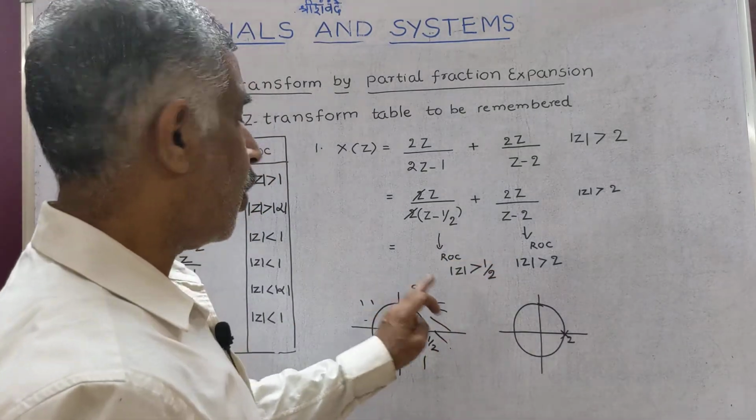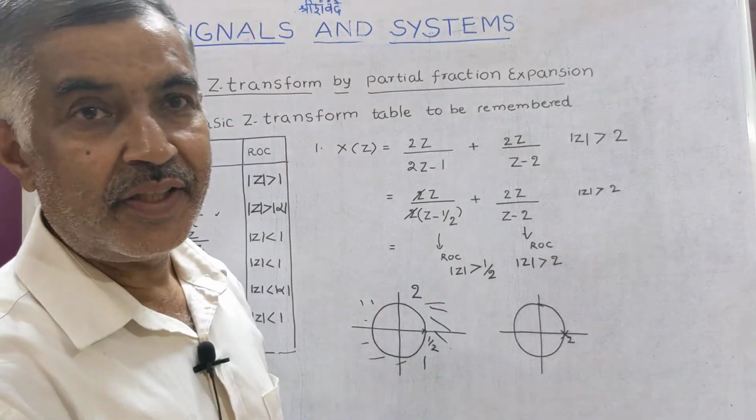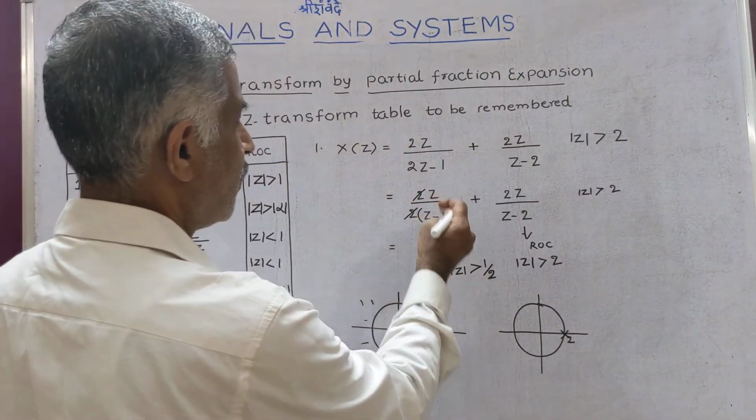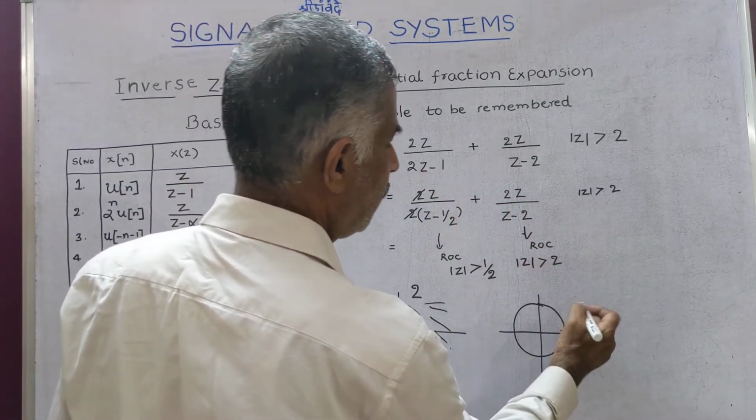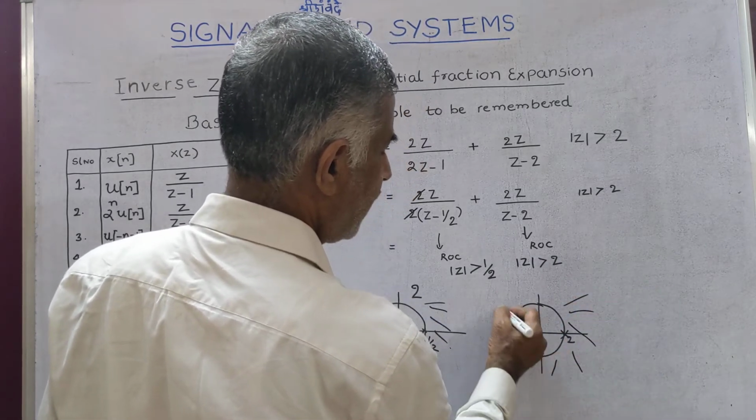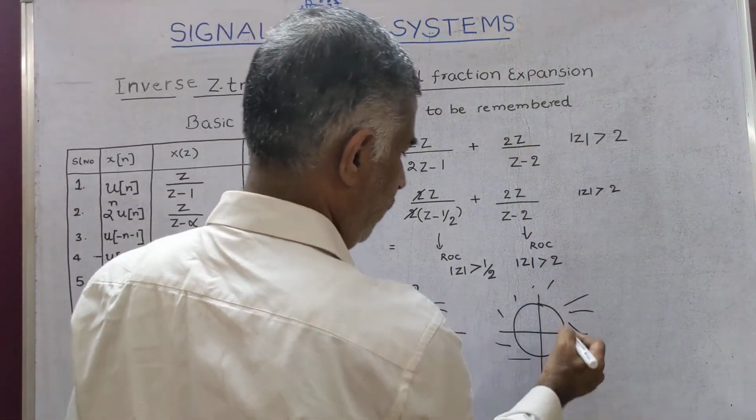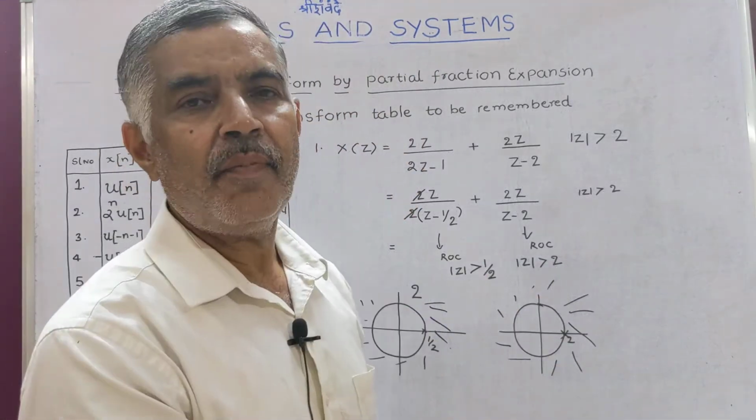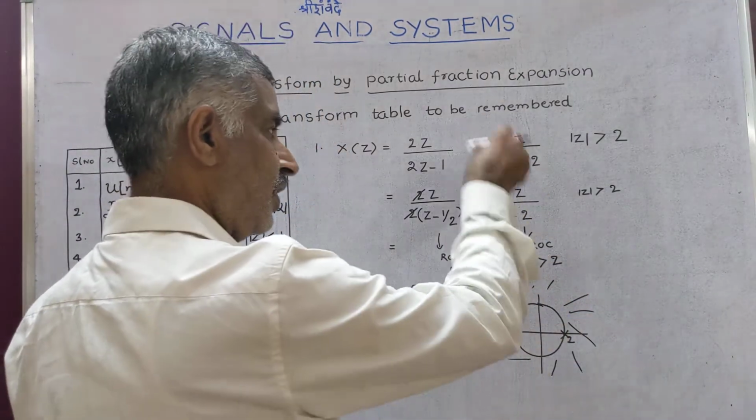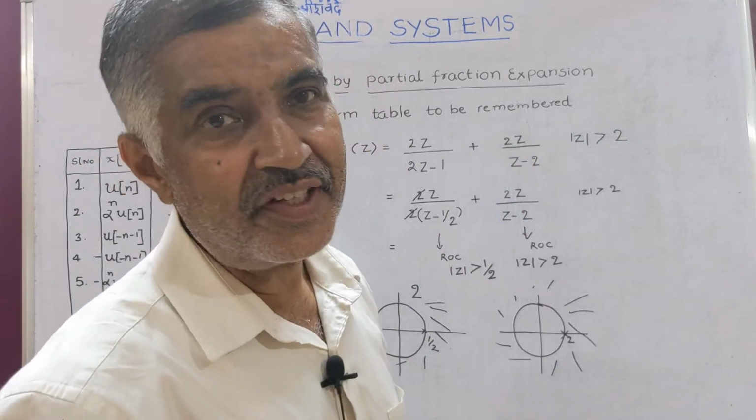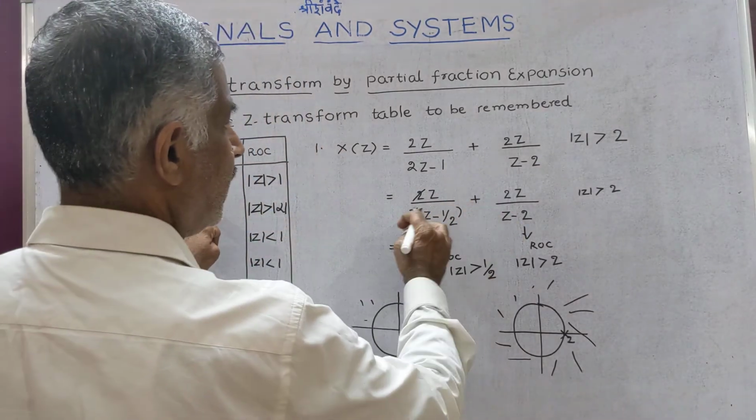If the ROC is greater than the pole radius, then it is a right-sided sequence. So we have to write a right-sided sequence for this. For this term also, mod z greater than 2 means outside this circle, because this radius is 2. The ROC is larger than the pole radius here. Therefore, for this one also you write the right-sided sequence, because it always exists for a right-sided sequence.